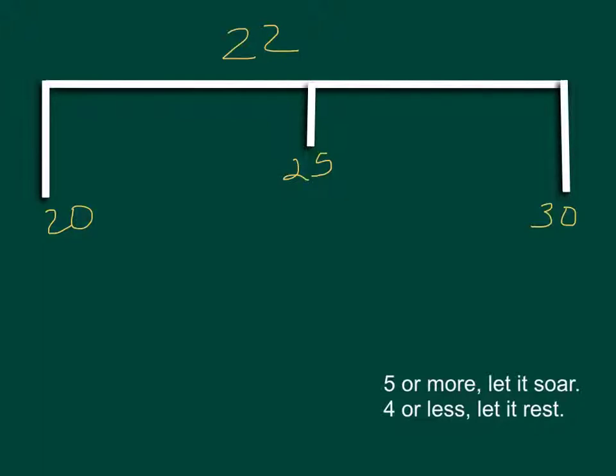So for 22, we could do 4 or less, let it rest. And again, this last digit is what we look at. It tells us what to do with the first digit. So 22 rounds to 20.